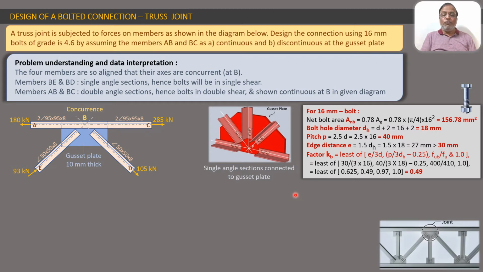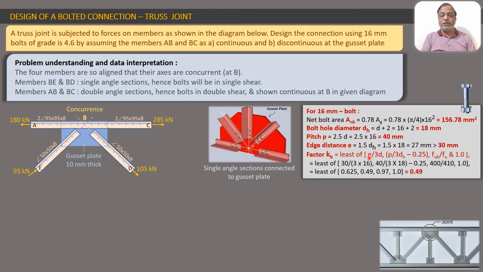Now we are already aware that while calculating the bearing strength of a bolt, we come across a factor called KB. So this KB factor, its value depends on the least of four values. These four values are like this: E upon 3D, P upon 3DH minus 0.25, FUB upon FU, and 1.0. So we have to calculate these four values and find out the lowest or the least value of the four. Now E, D, P, DH are the four things which we have to substitute, which we have already calculated in these earlier calculations.